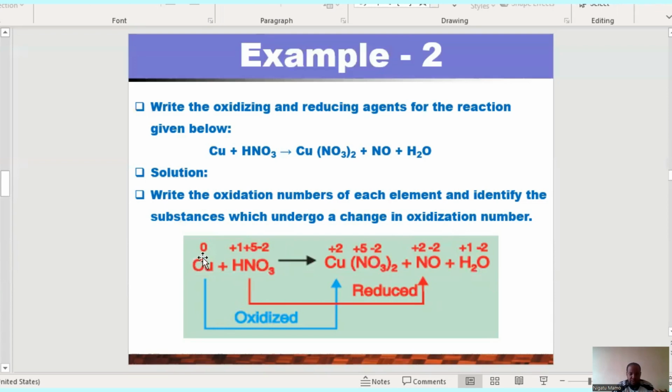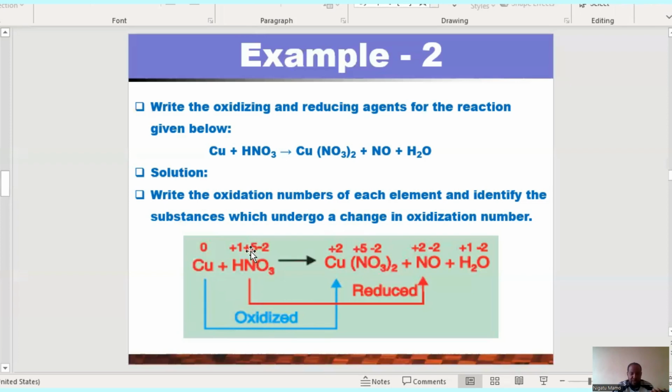Copper changes from 0 to what? +2. Oxidation number increases. This means copper is oxidized. The process of converting copper from 0 to copper 2+ is oxidation. Therefore, copper is the oxidized substance and the reducing agent.